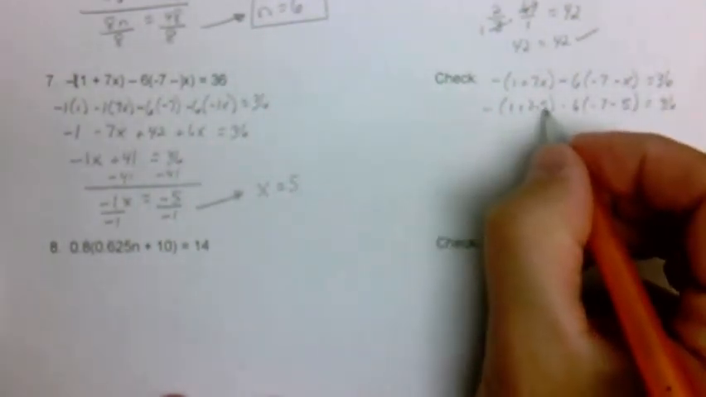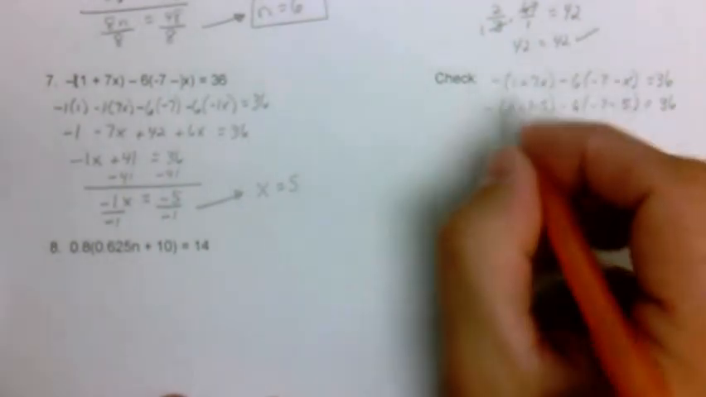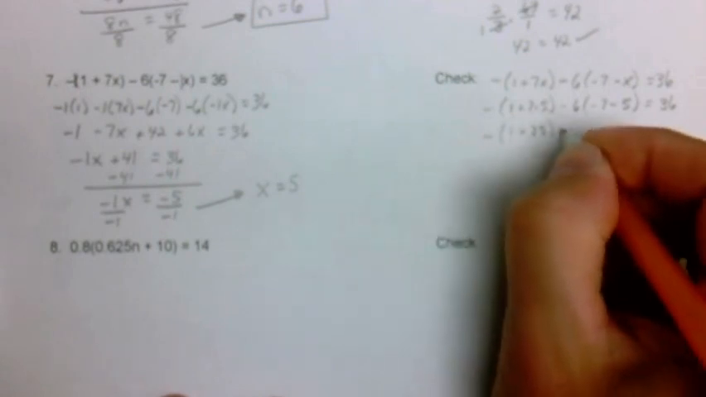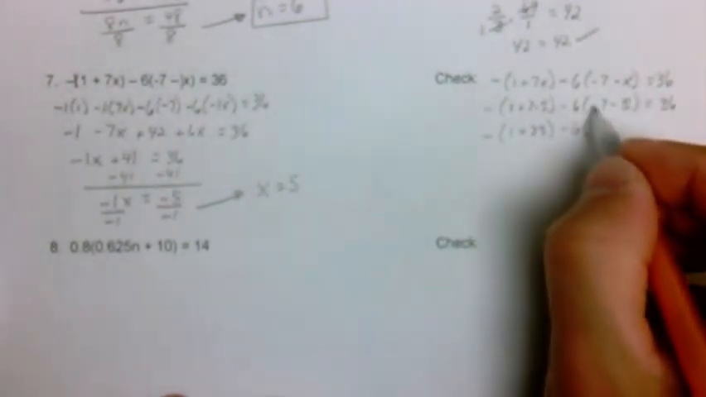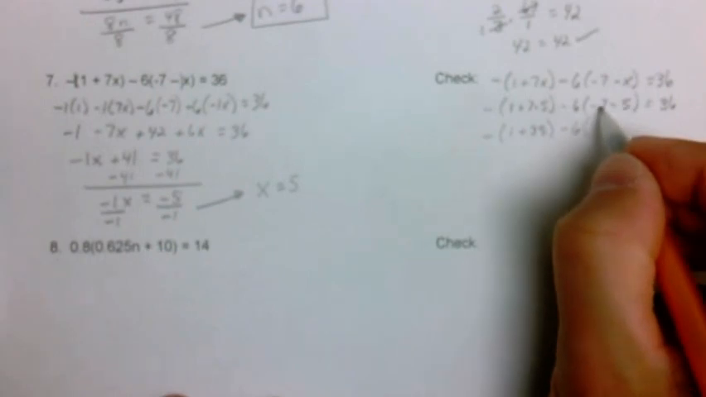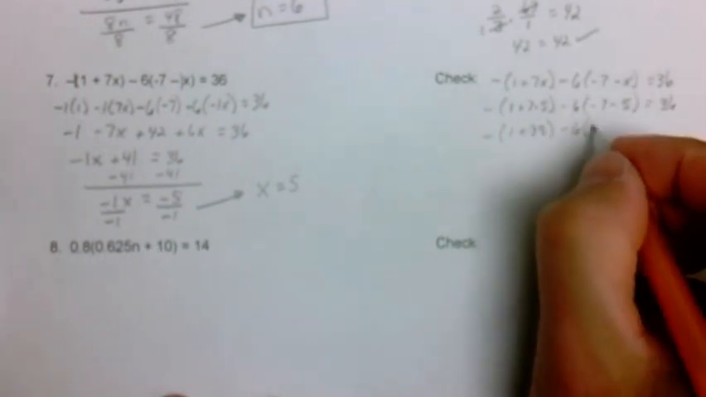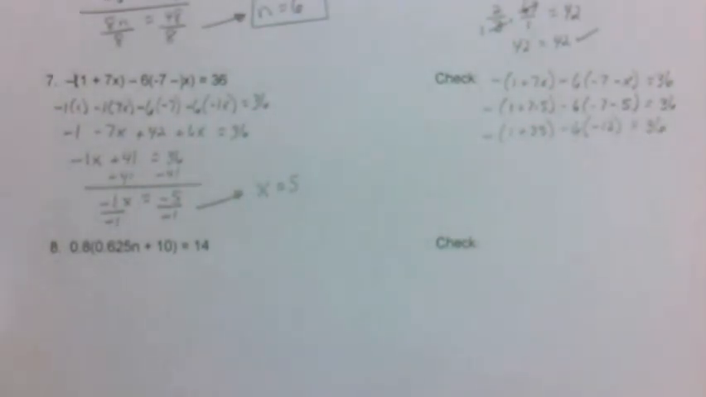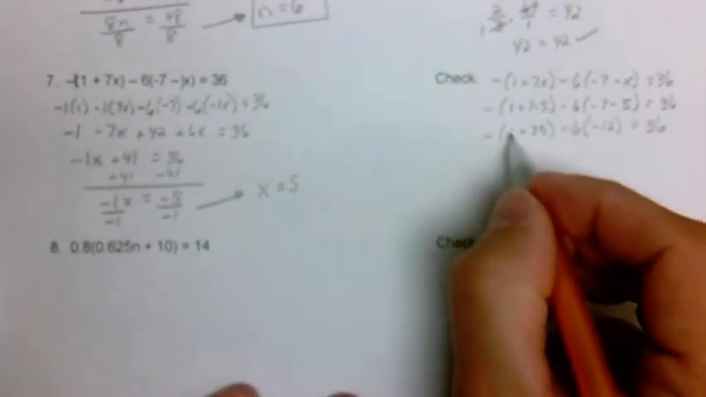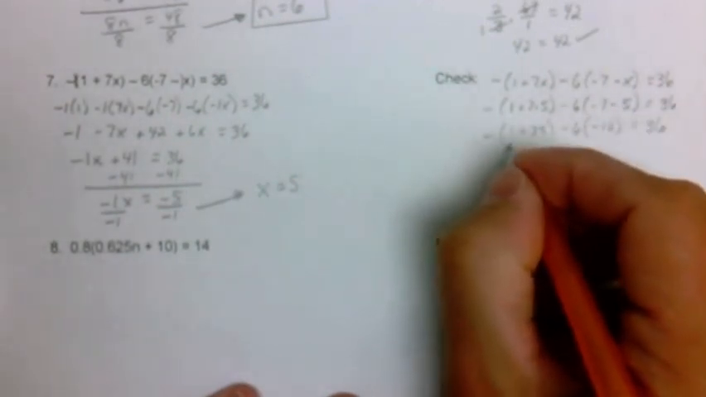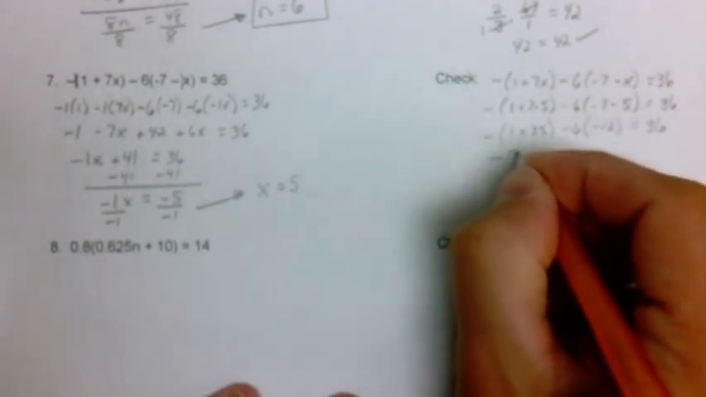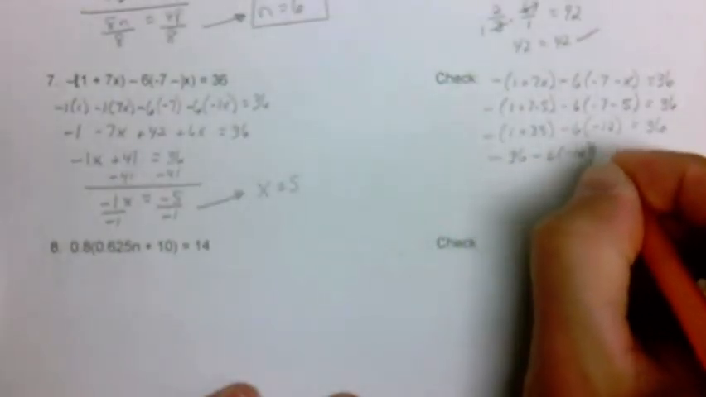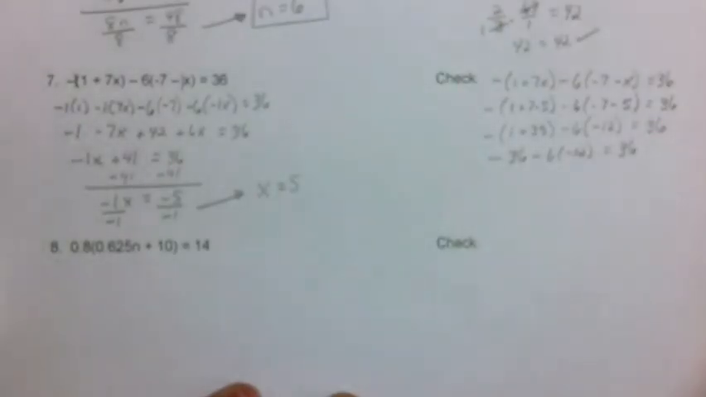In the first set of parentheses, we'll multiply 7 by 5, which is 35. So negative 1 plus 35 minus 6 times negative 7 minus 5, which is negative 7 plus negative 5. So that's going to be negative 12 equals 36. All right, well, let's take a look at this. 1 plus 35 is 36. So this is now going to be negative 36 minus 6 times negative 12 equals 36.